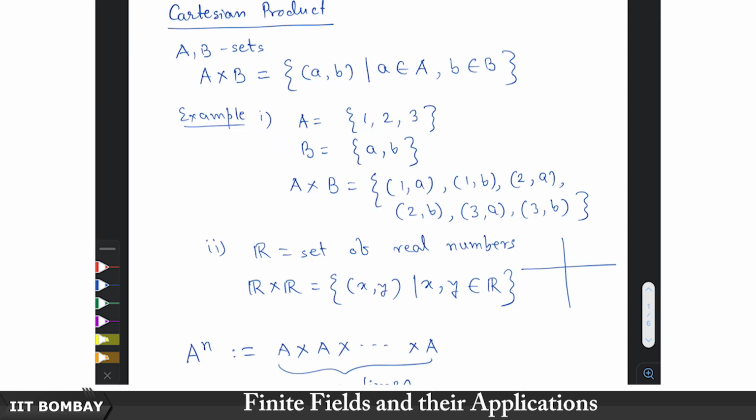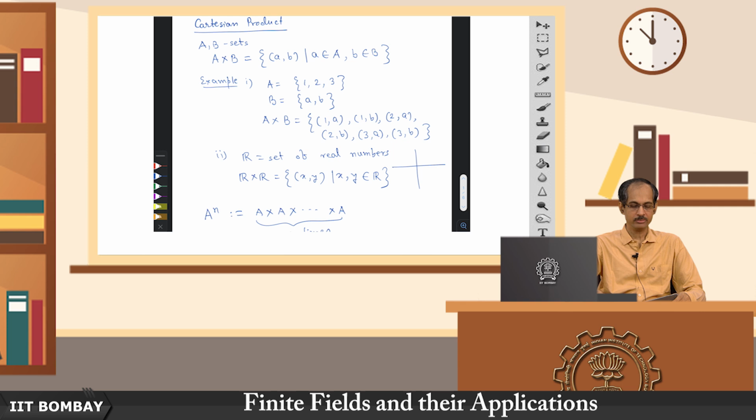Now, we will discuss some more theory related to sets. One important operation between two sets is the Cartesian product of two sets. Given two sets A and B, the Cartesian product of A and B, written as A cross B, is the set of ordered pairs (a, b), where a is in A and b is in B. Ordered pair means (a, b) is considered different from (b, a).